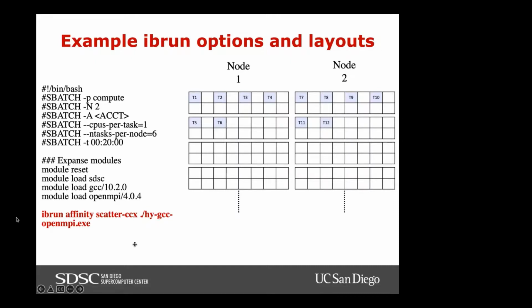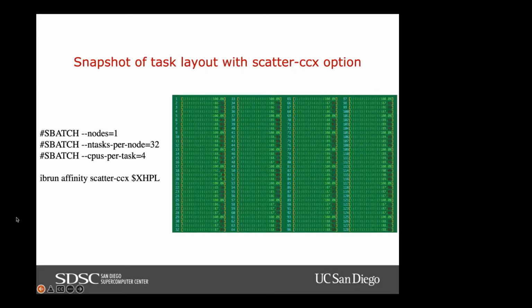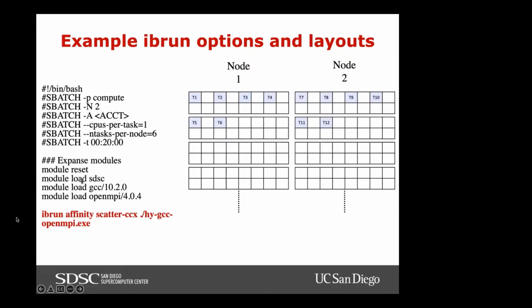So you can see with IB run, you can control exactly how the processes get laid out. And notice that all we are doing is loading the MPI and using IB run. The module load SDSC is what puts IB run in your path. One thing I want to point out is the reset. You should do module reset instead of a purge, because then it keeps the Slurm module loaded and it resets to the default on that node, basically.